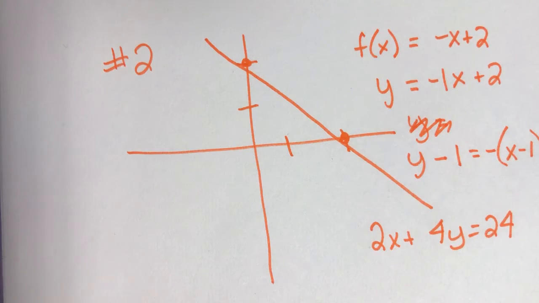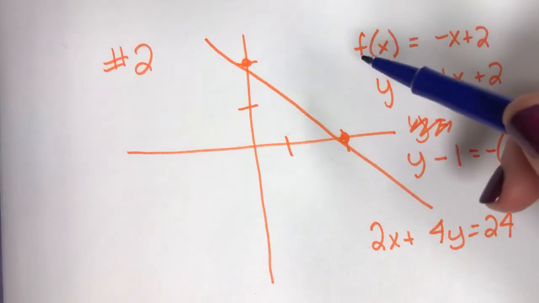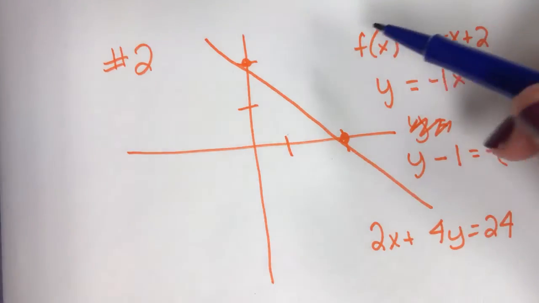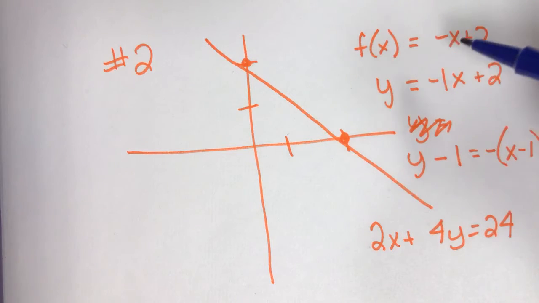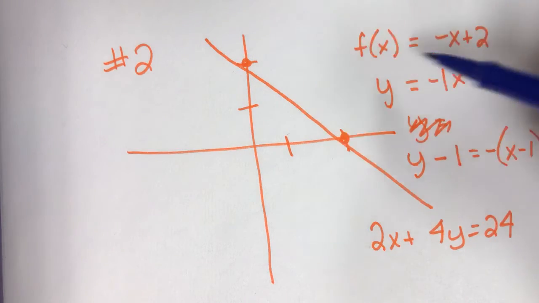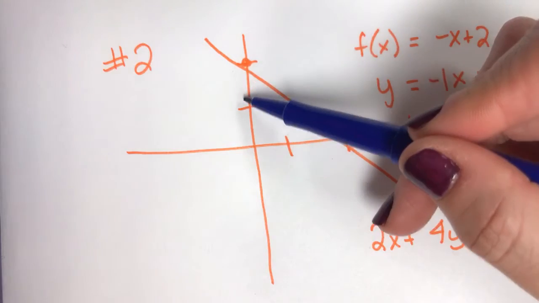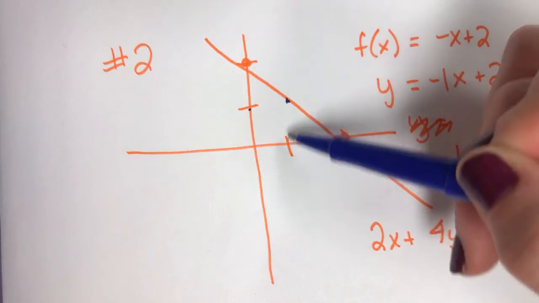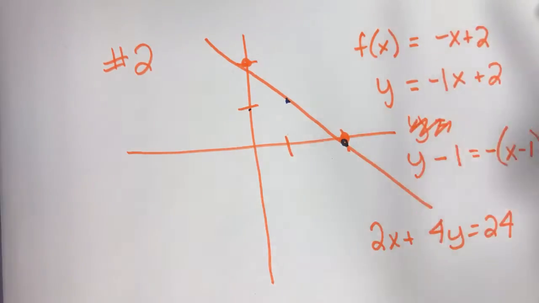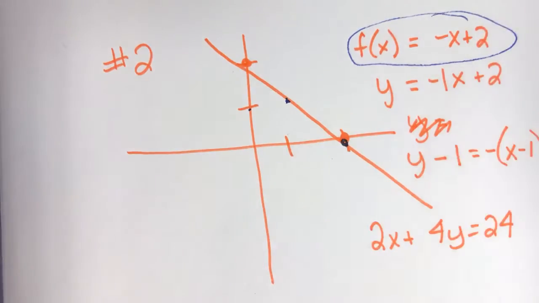Okay, so if we look at the first one, f of x, remember, is the same thing as y. So this is saying y equals -x plus 2. So we have 2 options that we could go about checking this. Option 1 is that we could just graph in this form. So this says start on the y-intercept at 2, and then go down 1 over 1, down 1 over 1. And so this one does work.